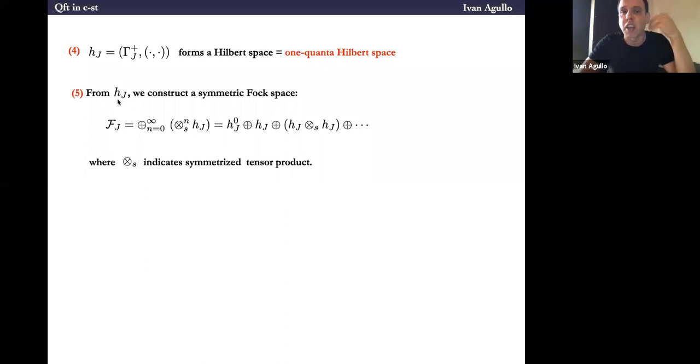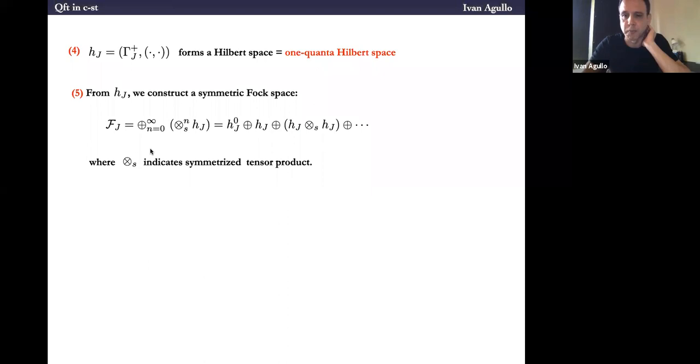If you don't remember how to build a Fock space out of a Hilbert space, it is this. You take the Hilbert space to the zero power. This is just the complex numbers. Direct sum H, direct sum H squared, symmetrized, because everything has to be symmetric as we are describing bosons, plus H cubed symmetrized, plus H to the fourth, et cetera, et cetera. That is a Fock space.